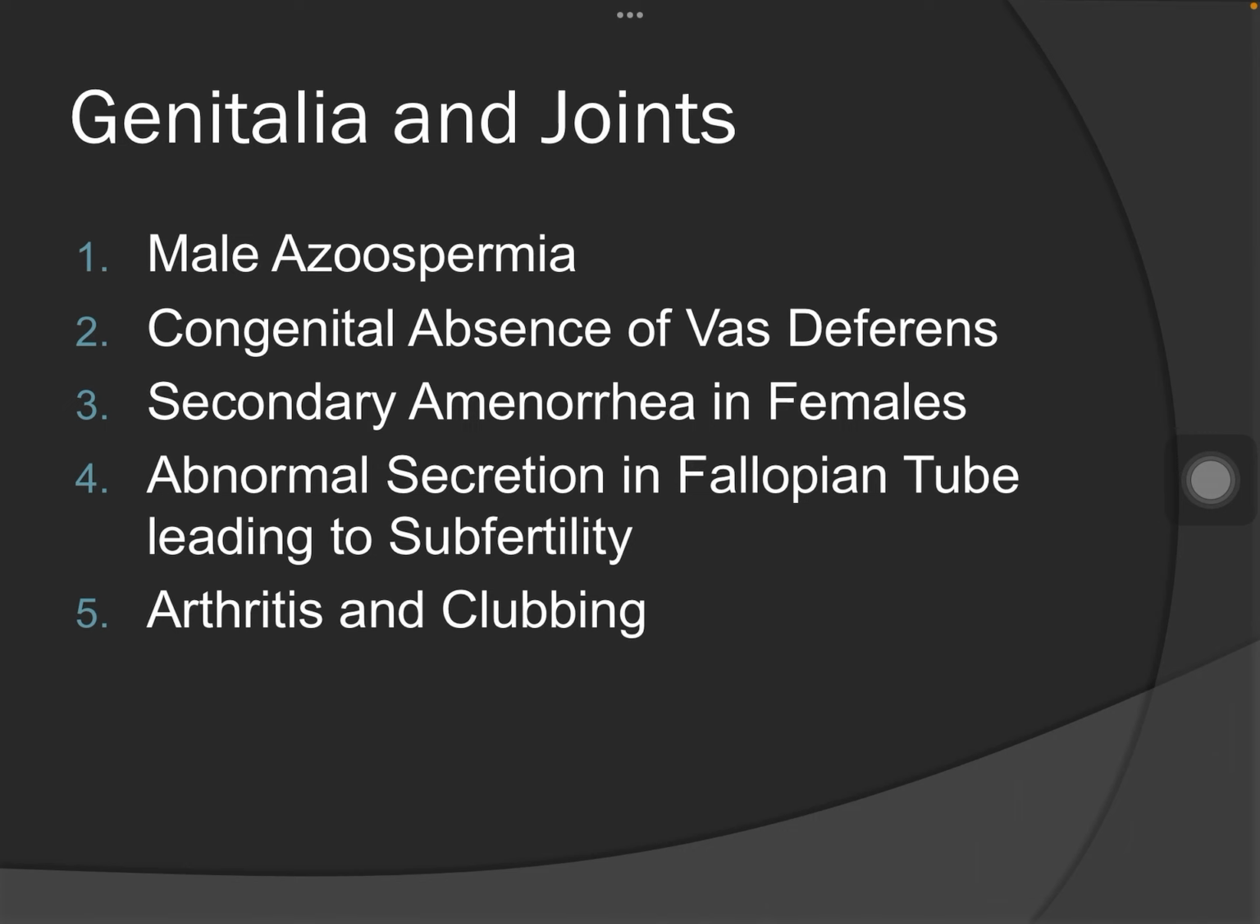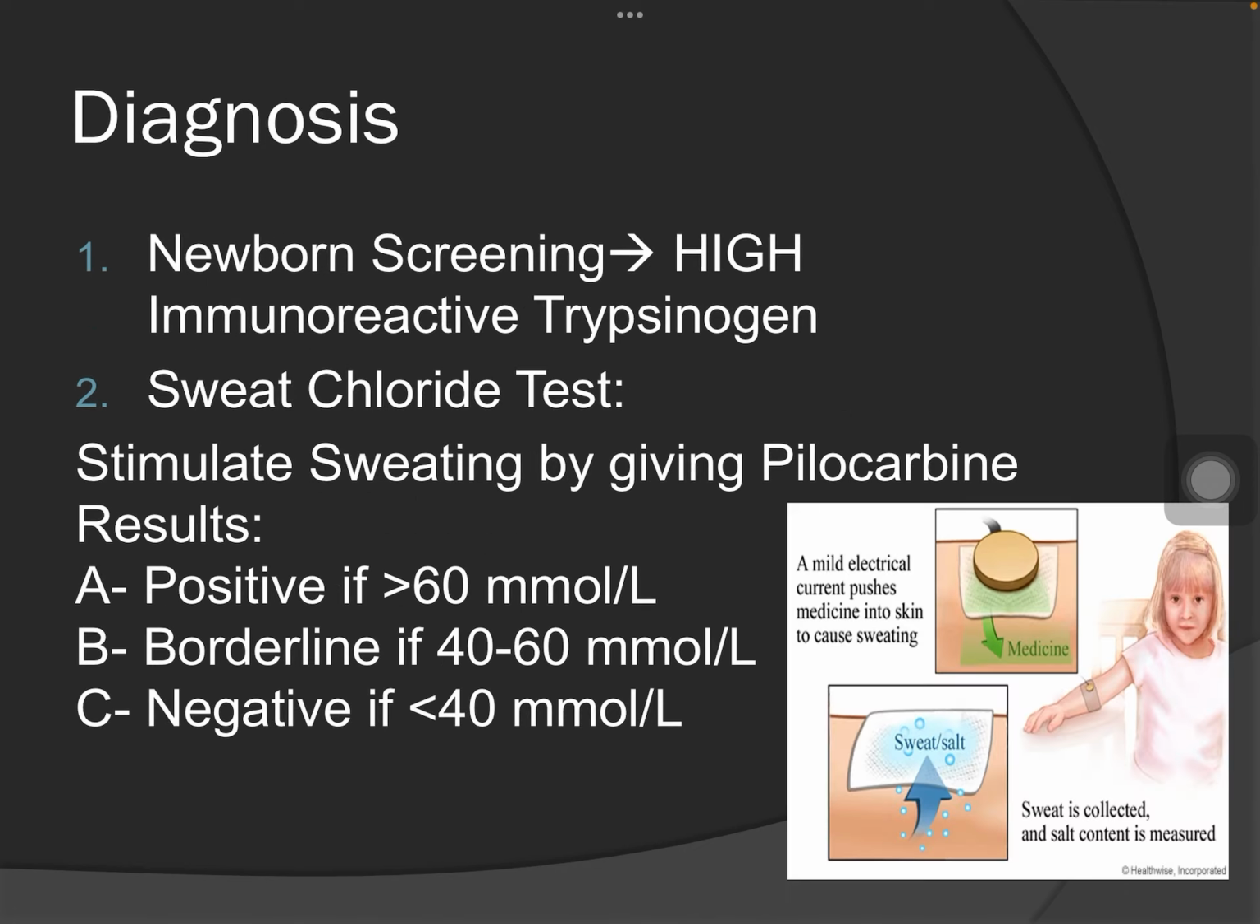Now, how will it affect the genitalia and the joints? Well, it will lead to male azoospermia, with congenital absence of the vas deferens in the males. And in the females, it will lead to secondary amenorrhea and also abnormal secretions in the fallopian tube, which will lead to subfertility. It will also lead to arthritis in the joints and clubbing in the hands.